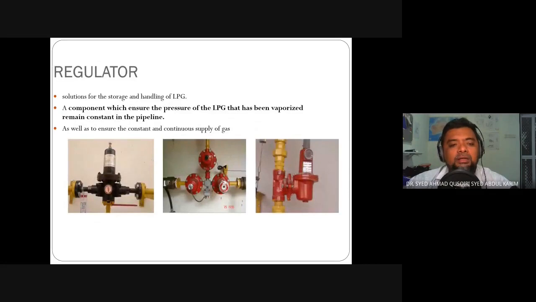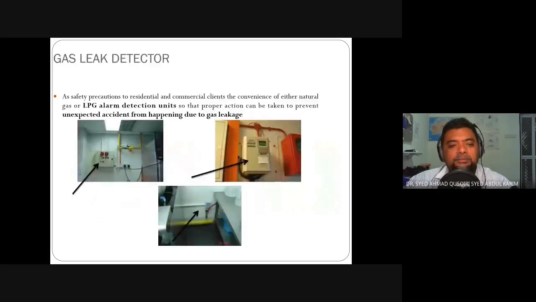Next is the regulator. It ensures the pressure of the LPG that has been vaporized remains constant in the pipeline. The main purpose of the regulator is to regulate the pressure of the vaporized LPG throughout the pipeline system, as well as to ensure a constant and continuous supply of gas.